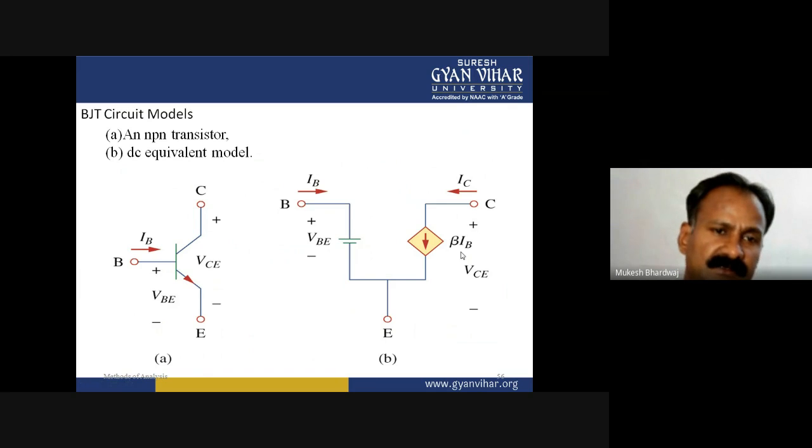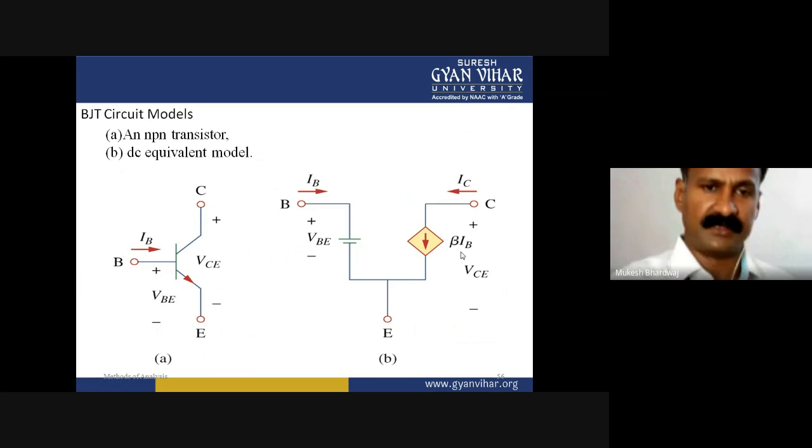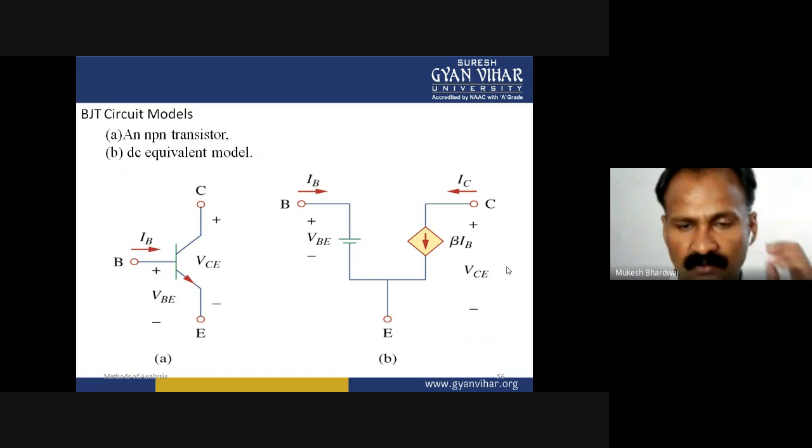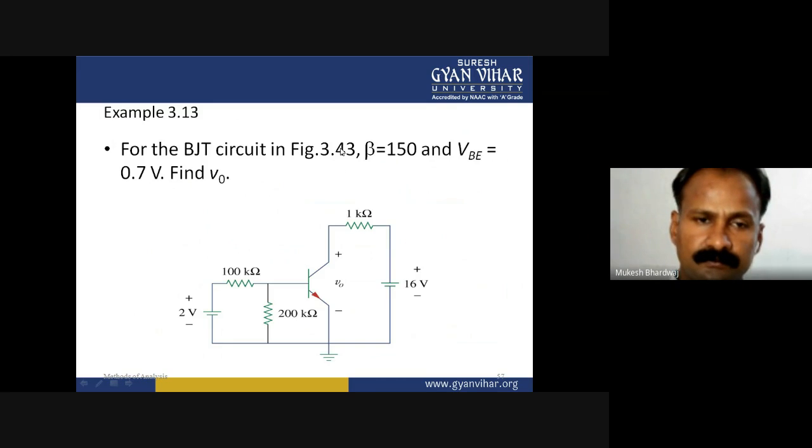BJT circuit models, an NPN transistor, a DC equivalent model. So this is the DC equivalent model for an NPN transistor. We can represent the NPN transistor in the DC equivalent model like this, which is helpful in finding the currents. For the BJT circuit, if beta equals 150 and VB equals 0.7 volt, find V naught. For finding V naught, we apply mesh analysis and solve to get the equation.